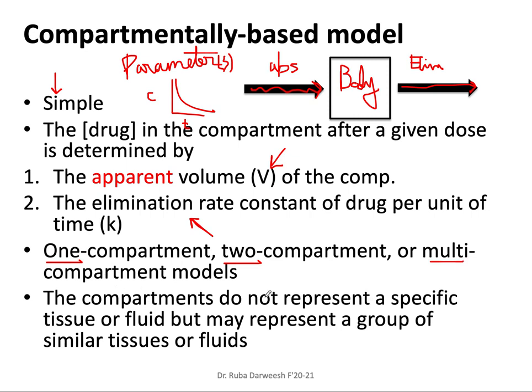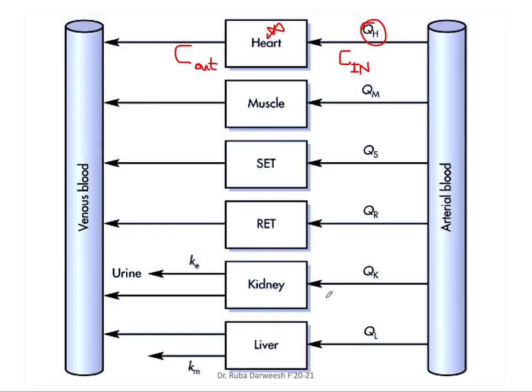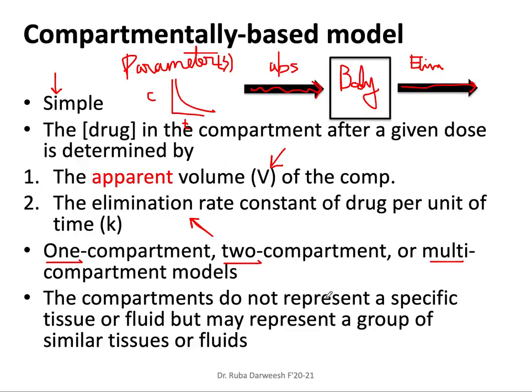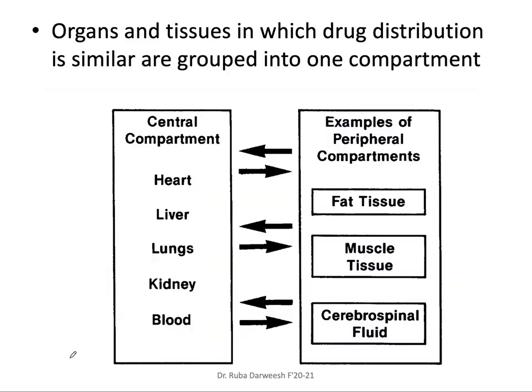Each one of them will represent not only a specific tissue or organ as in the physiological model, but it will represent a group of tissues and fluids. And when we are saying similar here, we are talking about similar from a kinetic point of view. They are behaving kinetically in the same way, okay? In a similar way, or like each other.